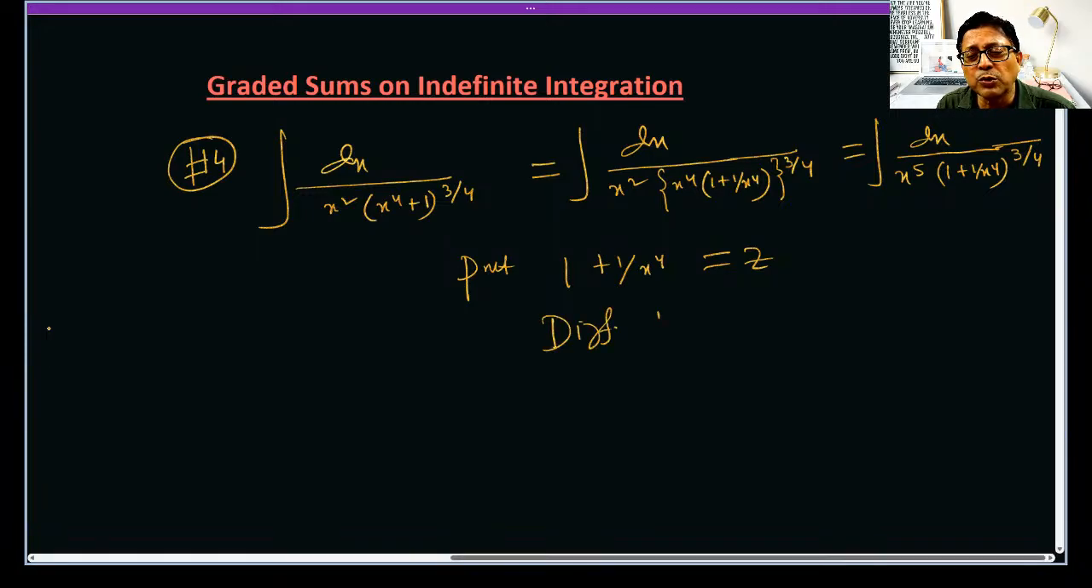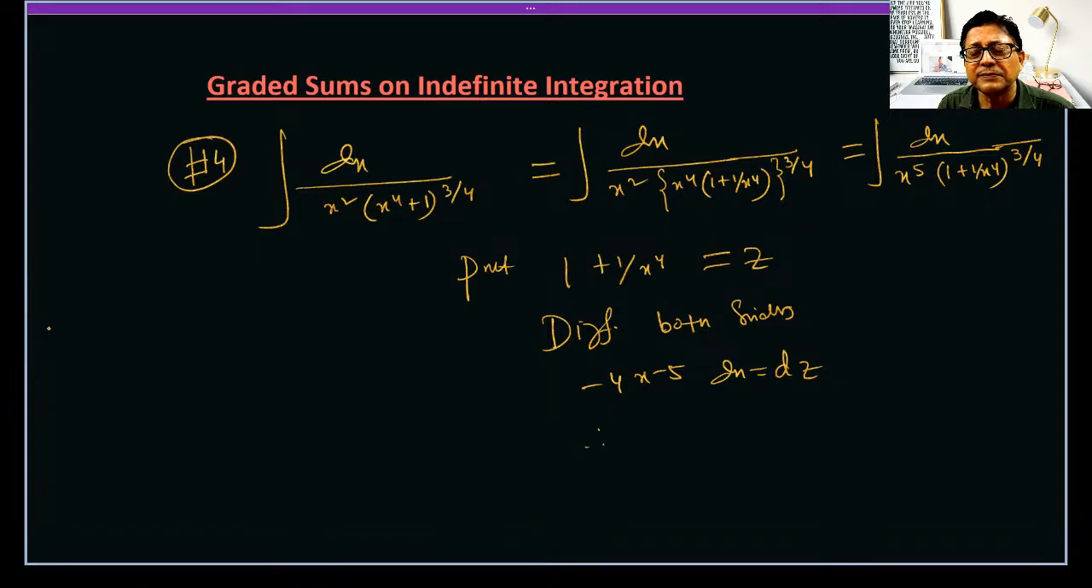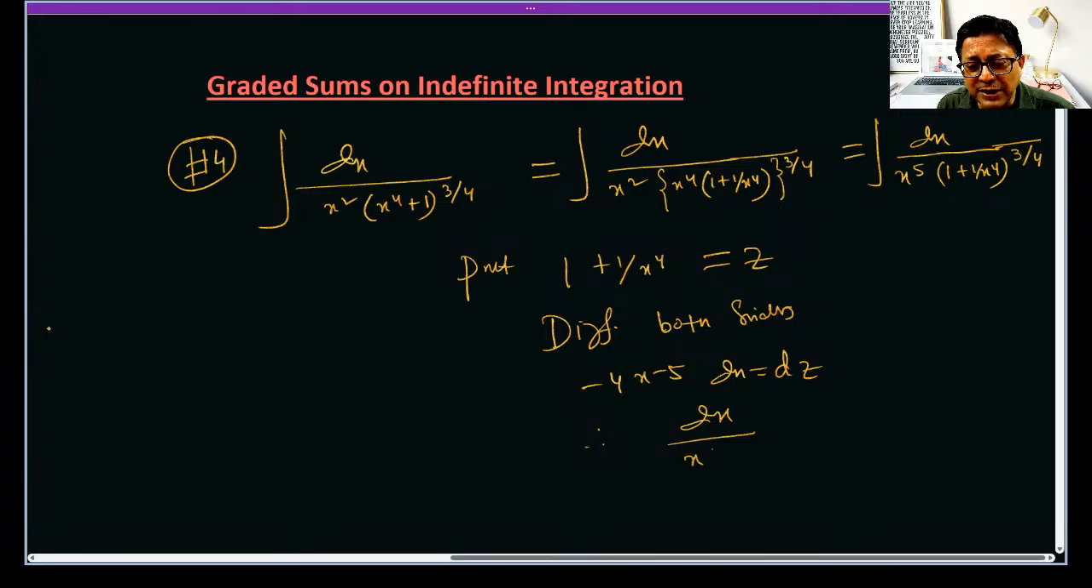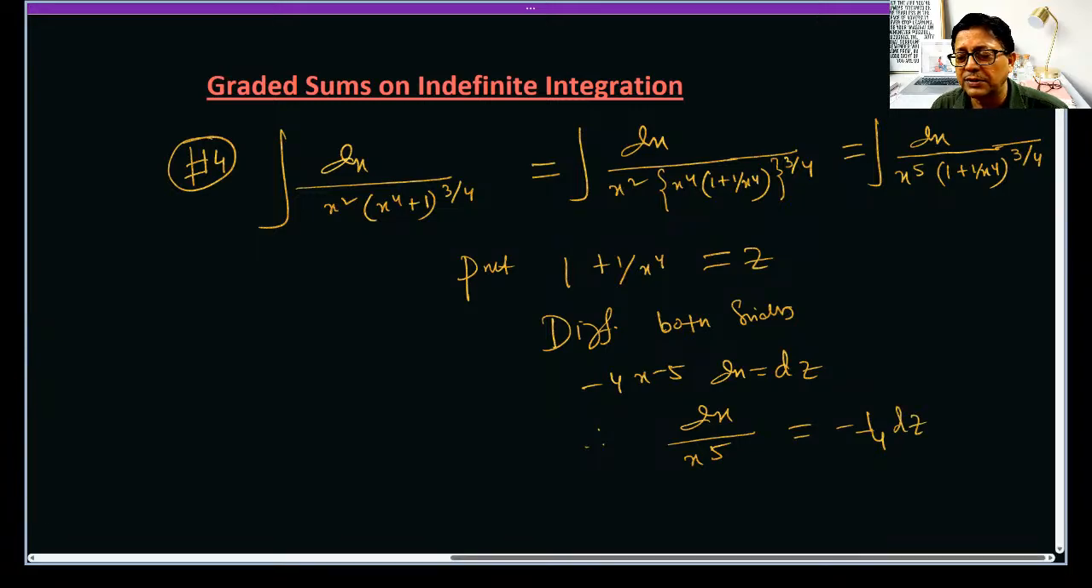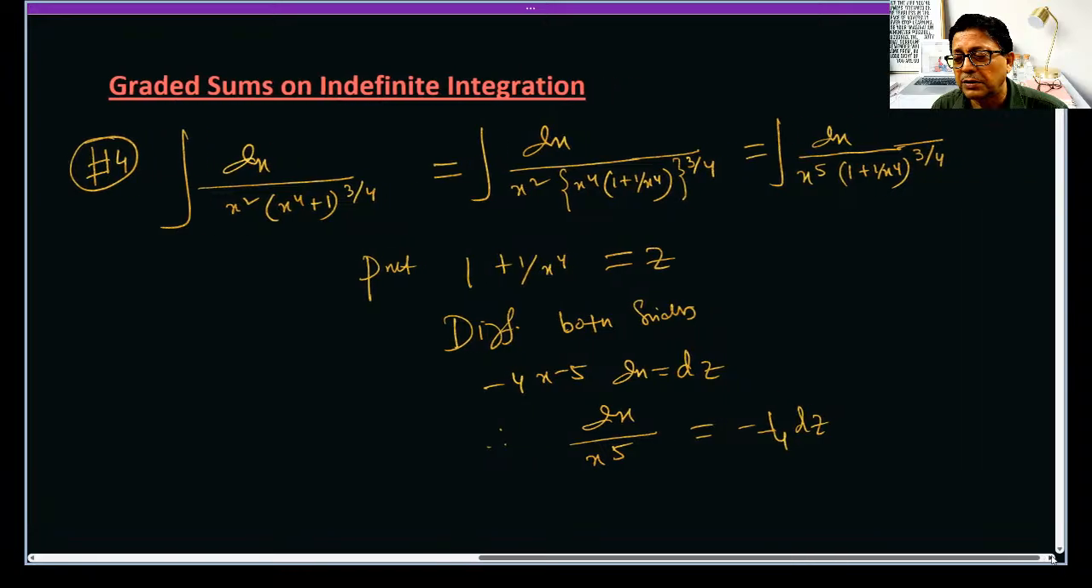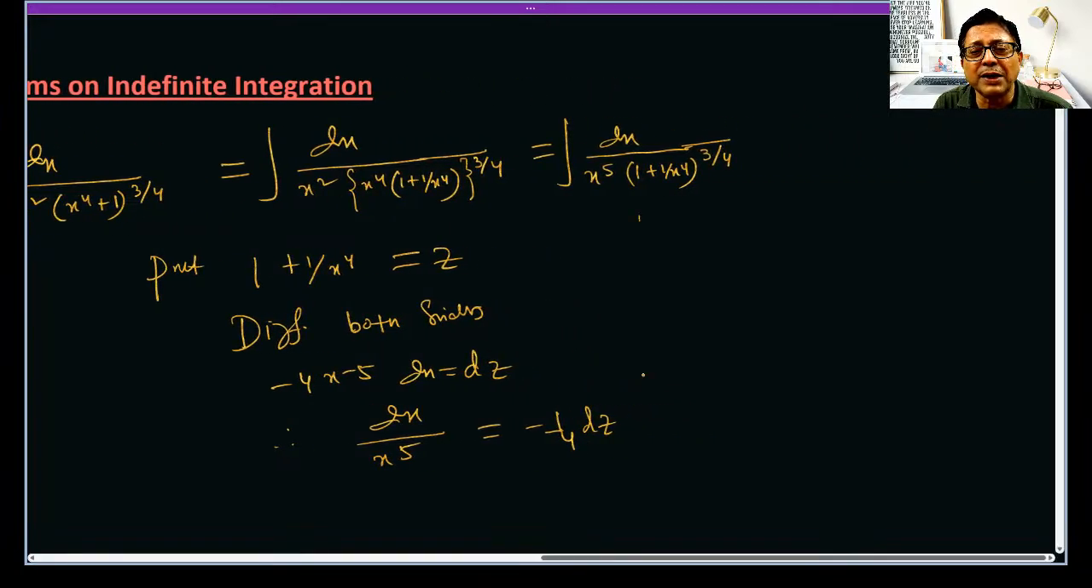So differentiating both sides, minus 4 x to the power minus 5 dx equal to dz. So you can see that one part of the integration has come here, minus 1 by 4 dz. You just substitute there, it is minus 1 by 4 dz. So this I going to be what now?